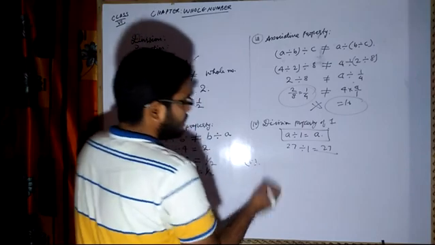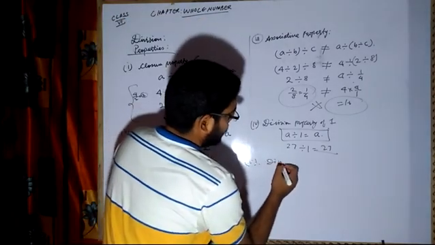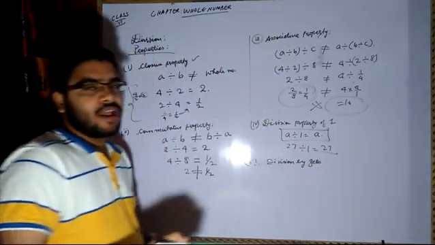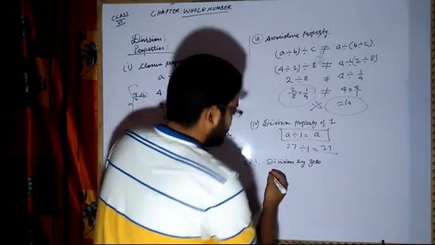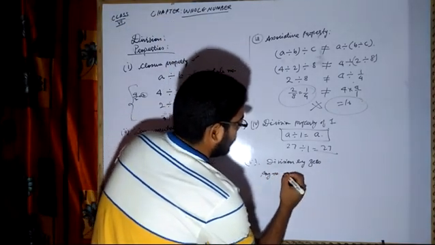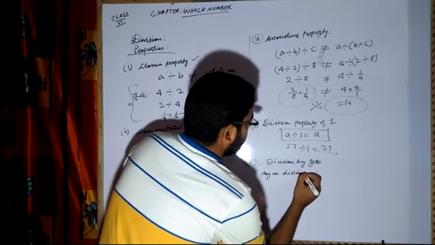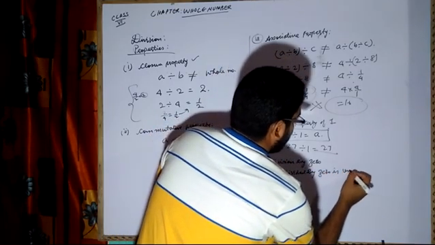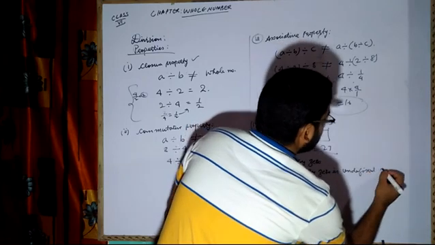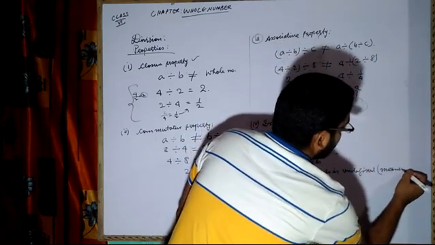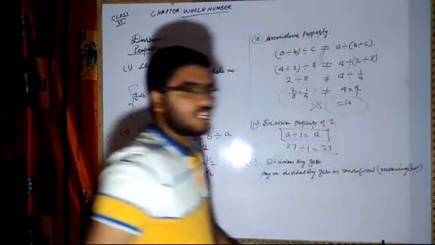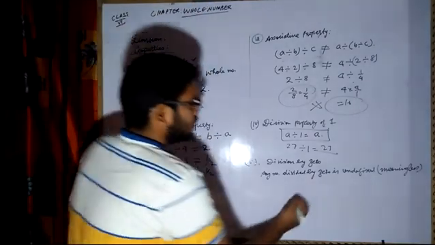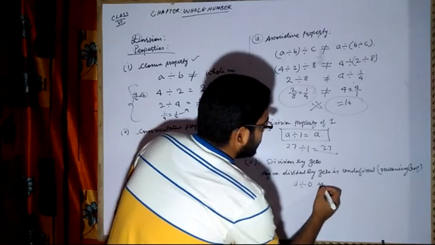Now the fifth one we have is division by 0. Any number divided by 0 is undefined. Undefined means meaningless, no meaning at all. Something which does not have meaning means useless. It is useless to write a number divided by 0. Let's write a divided by 0 is meaningless.